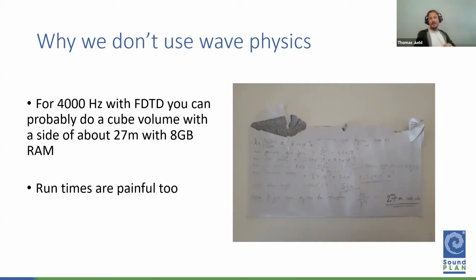But as things stand, if you want to do a room acoustic product, you'll find it hard with wave physics. Hence, we go for these geometrical, ray tracing-like methods.